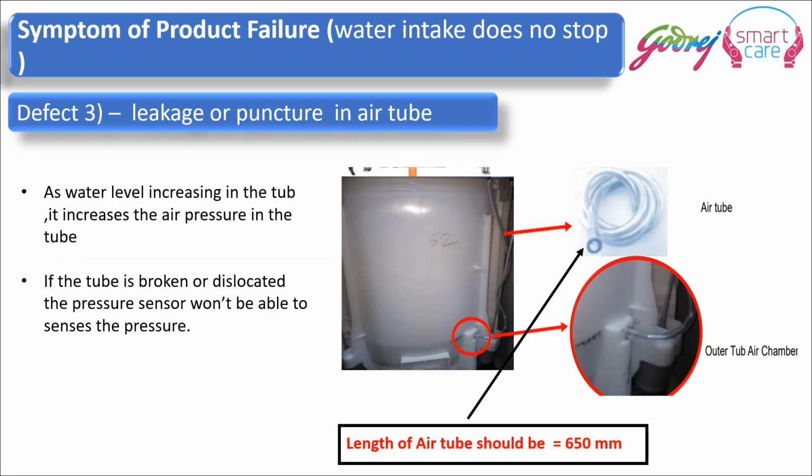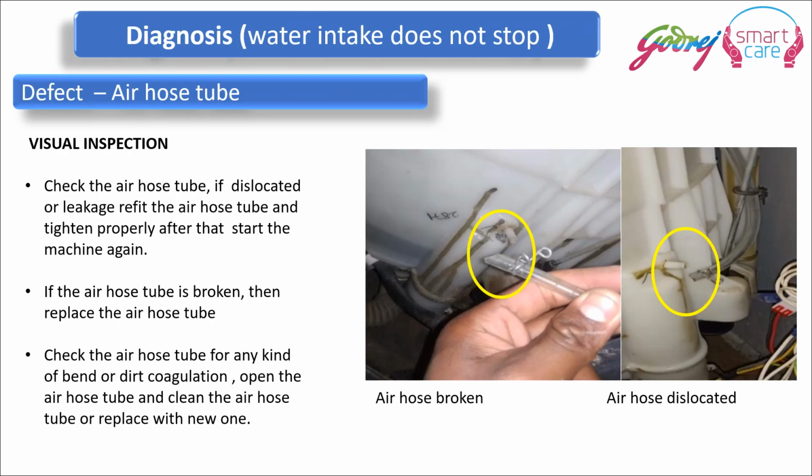In case of leakage or puncture in the air tube, as the water level increases in the tub, it increases the air pressure in the tube. If the tube is broken or dislocated, the pressure sensor won't be able to sense the pressure. So we have to visually inspect and check the air hose tube. If dislocated or leaking, we have to refit the air hose tube and tighten it properly.